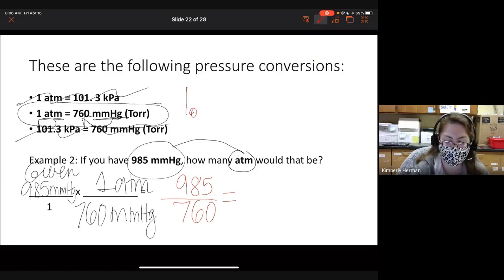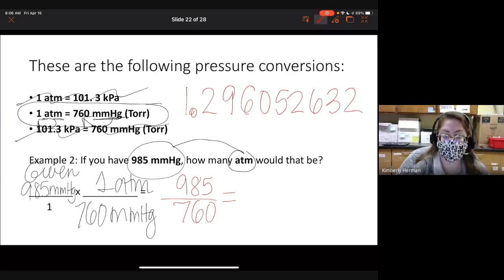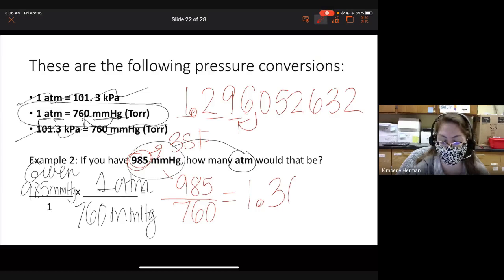So we get a long decimal, of course, 1.296052632. So how many sig figs are in 985 as our given? Awesome, 3. So we go 1, 2, 3. Will 6 round 9 up? It does. So we just don't have 1.3. To give it 3 sig figs, we're going to put a 0. Okay, mmHg cancels out. We're going to have atm.